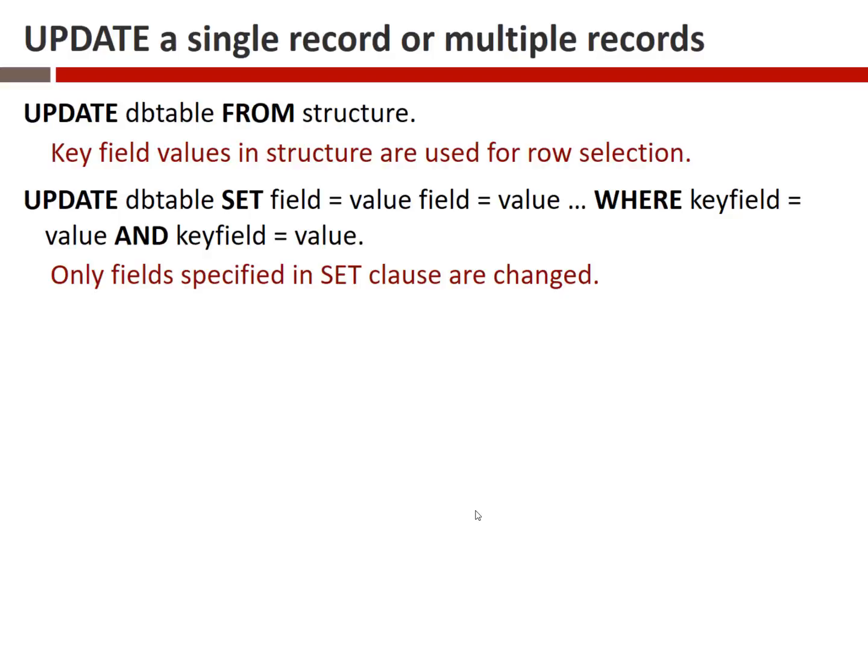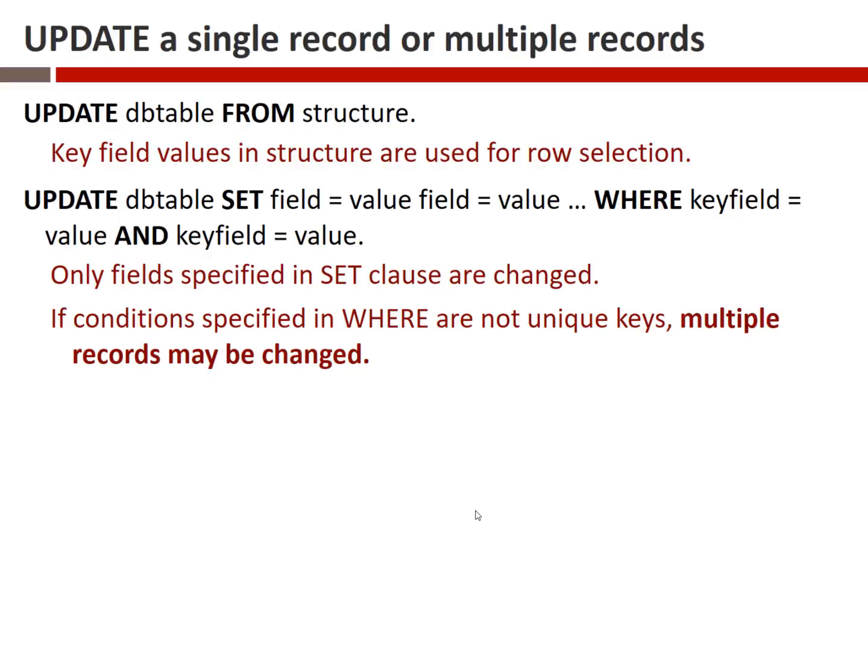Other fields are left the way they are, okay? That's why the field value pair in the set portion of the statement becomes very, very clear. And the values there could be hard-coded values, or they could be variables in the context of my program. If the conditions specified in the where clause are not unique, then multiple records might be changed.